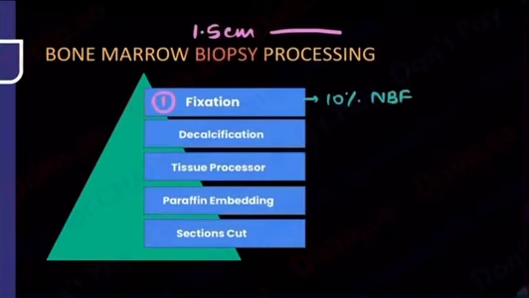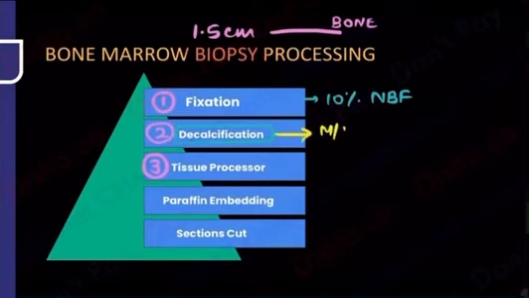So you fix it, but can you directly put it into your machine? Don't you feel you've got a piece of bone? If you put it directly in your machine, some parts of your machine might break off while cutting it. So first, soften the bone. How do I soften the bone? I will have to remove the calcium. So the second step is going to be decalcification.